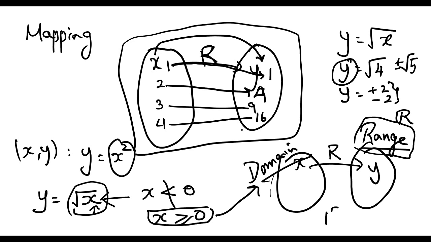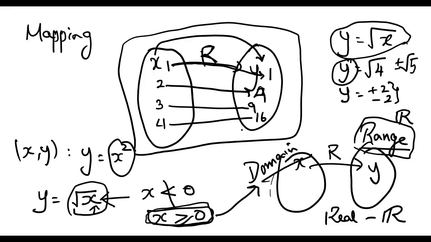The set of all real numbers is usually written as R with two lines, like this. So all real numbers is the range for this relation, and all non-negative real numbers is the domain for this relation. So this is what is called domain and range, which you will be doing in detail very soon.